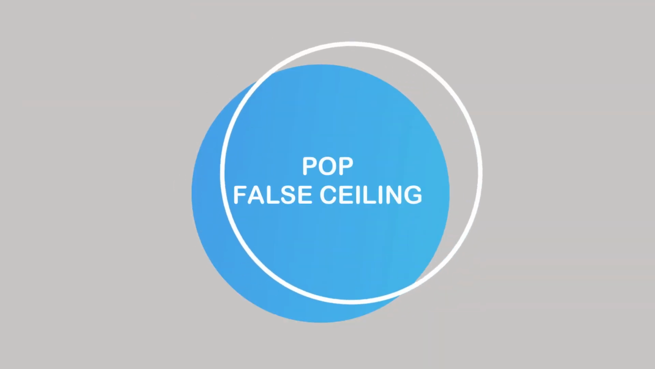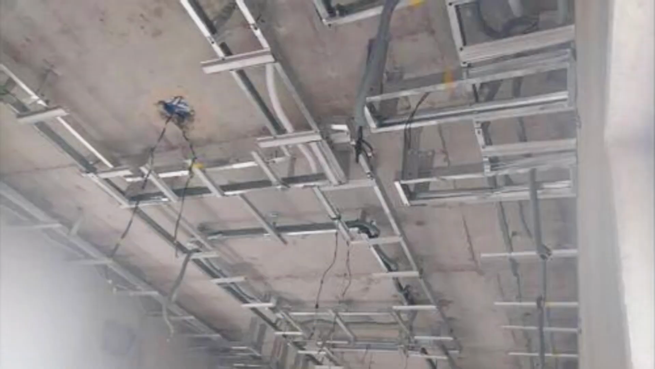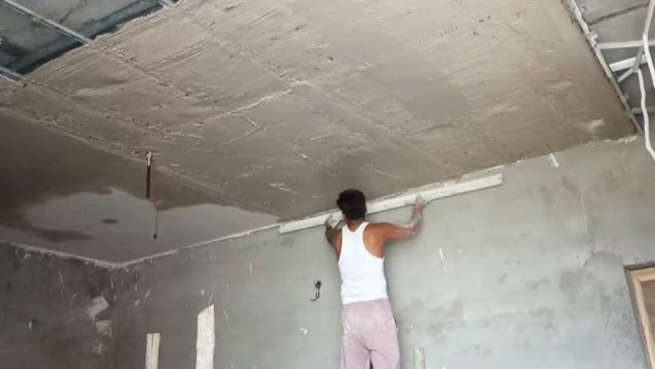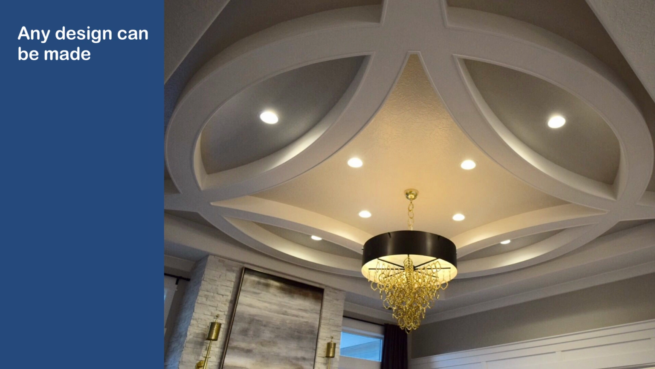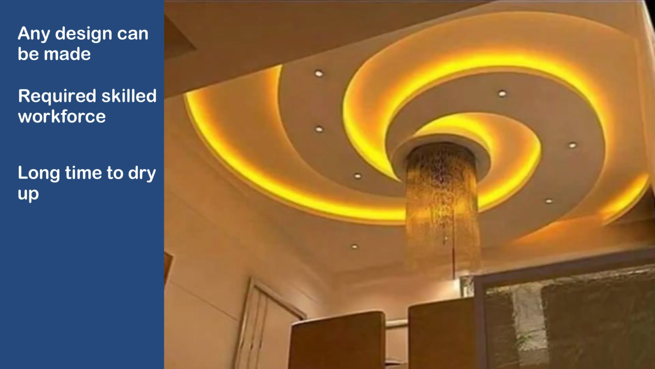Plaster of Paris false ceiling, in short POP ceiling. A GI framework is also required in a POP ceiling. A wire mesh is screwed to the framework, and then POP is applied over it in a paste form. Any design can be made with POP. But it requires a very skilled workforce, and a long time to dry up and become paint-ready, especially in monsoon season. POP ceiling is marginally costlier than gypsum ceiling.